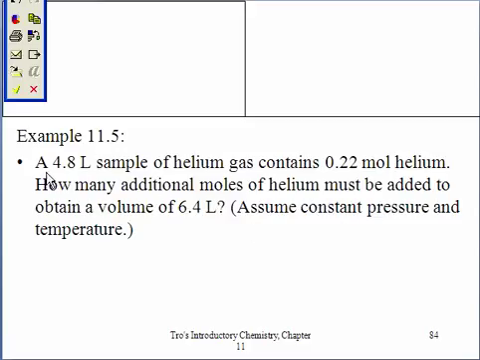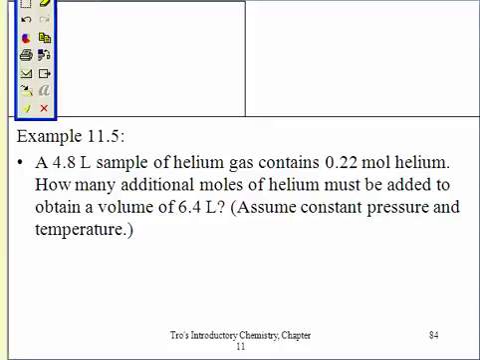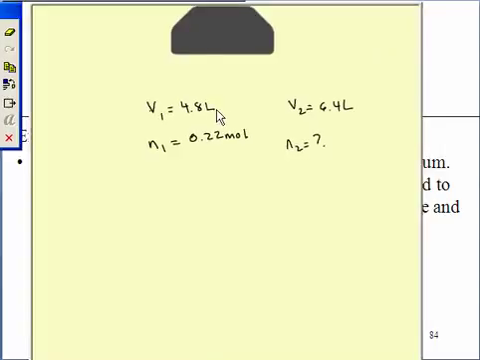So let's look at this example. A 4.8 liter sample of helium gas contains 0.22 moles of helium. How many additional moles of helium must be added to obtain a volume of 6.4 liters? Assume constant pressure and temperature. Now, the identity of the gas is given. It's given as helium. But actually, it doesn't matter what gas it is. Any of these gas laws, whether it's Charles's, Boyle's, or Avogadro's law, are independent of the gas that it is. So when I write out my information, I'm actually not even going to indicate what gas it is.